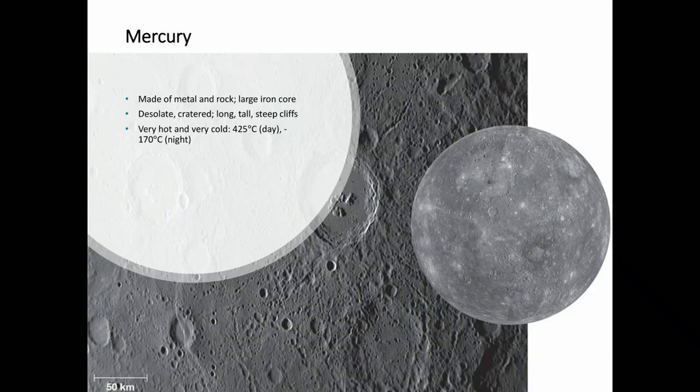The side that faces the sun is very hot, 425 degrees Celsius, and then the side that doesn't face the sun is very cold, minus 170 degrees Celsius. So there's a large temperature differential between the side facing the sun and the side facing away from the sun.